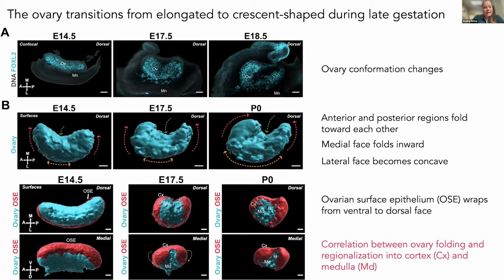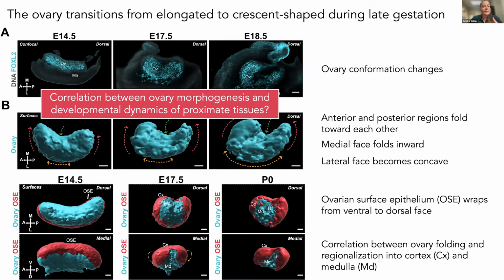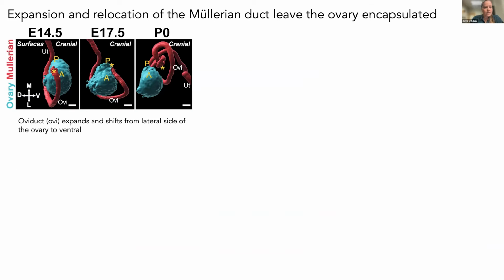So we then became interested in investigating the correlation between morphogenesis of the ovary and the developmental dynamics of proximate tissues, starting with the Müllerian duct, which is the female reproductive tract, and gives rise during development to part of the vagina, the uterus, and the oviduct, which is the segment most closely associated with the ovary. Early during development, the oviduct is found on the dorsal lateral aspect of the ovary. But really quickly, we see that the oviduct translocates across the lateral face of the ovary. And by birth, the oviduct is fully coiled, and these coils are all found on the ventral aspect of the ovary.